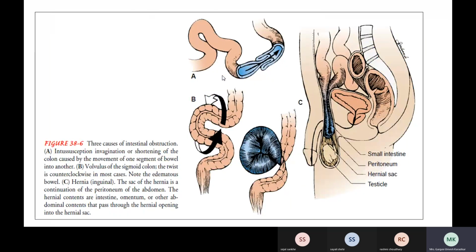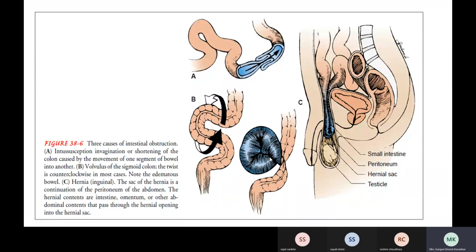Okay, these are the figures. Now you can see what this is. This is moving into the other. It is forming a loop inside the intestine. So this is intussusception. Here, a loop of the intestine is formed and it has got twisted. So this is your volvulus.